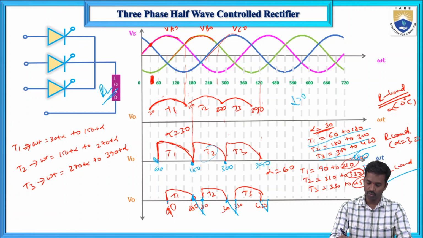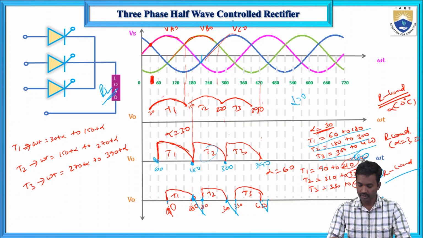So this negative voltage, and next here this negative voltage, and next here this negative voltage. This negative voltage means here in this one, and this negative voltage here, this one, and this negative voltage is this negative voltage. This is for RL load.